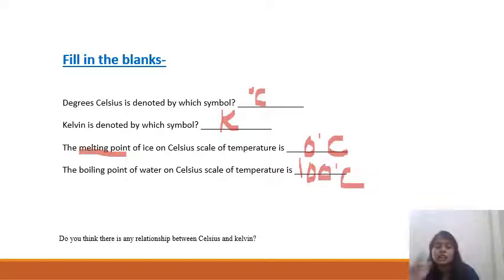And students, do you think there is any relationship between Celsius and Kelvin? Just think about it. Can Kelvin be related to Celsius? Because they both are used for measuring temperature.